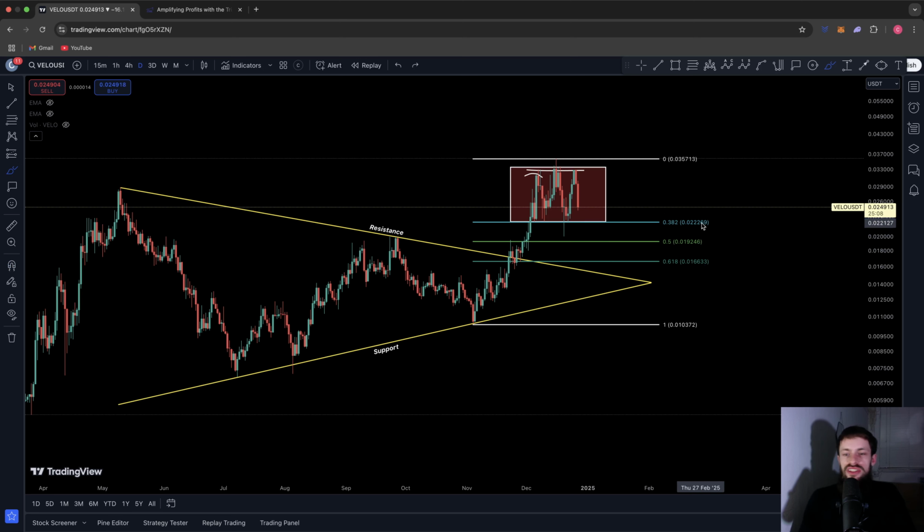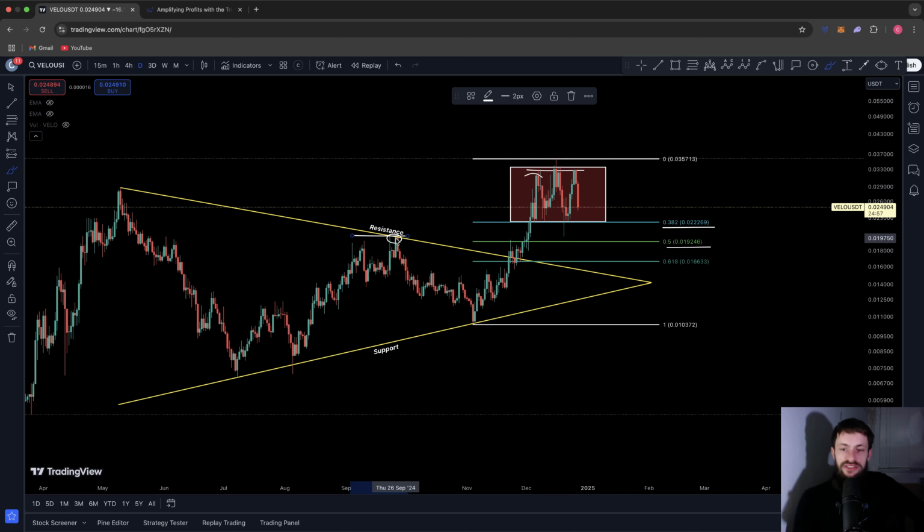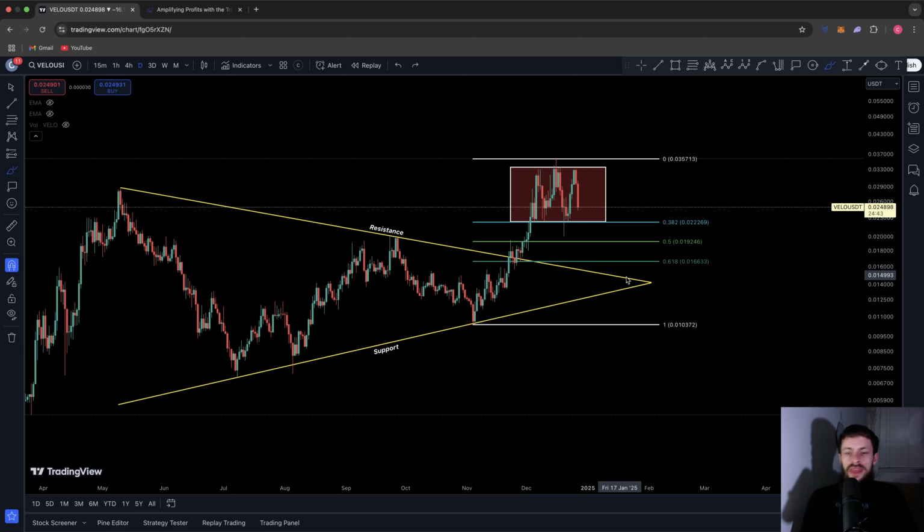So right now, key things to take away. The 0.382 is key support since the start of December. 0.50 is the previous resistance point and previous high of September of 2024. And then the 0.618 sits very close to the previous resistance of the 7-month symmetrical triangle and the breakdown target of this triple top pattern if it comes into fruition. So we have 3 key levels of support here on the daily time frame for VELO.